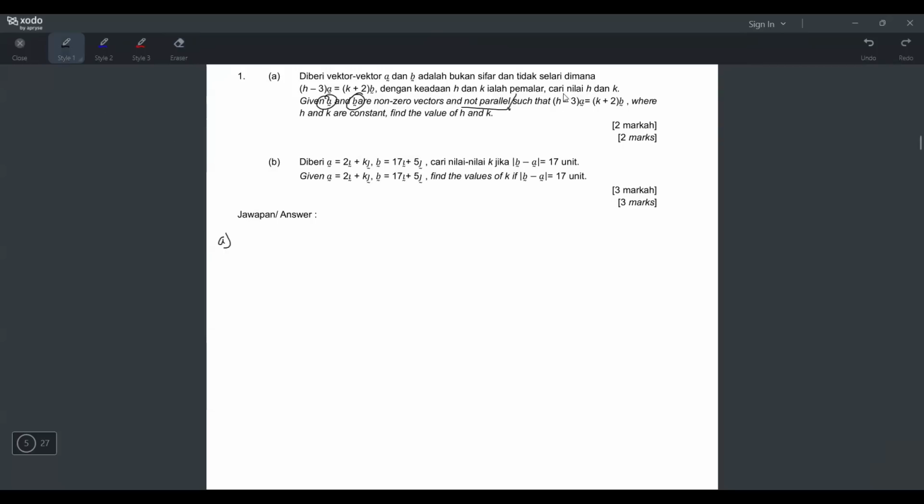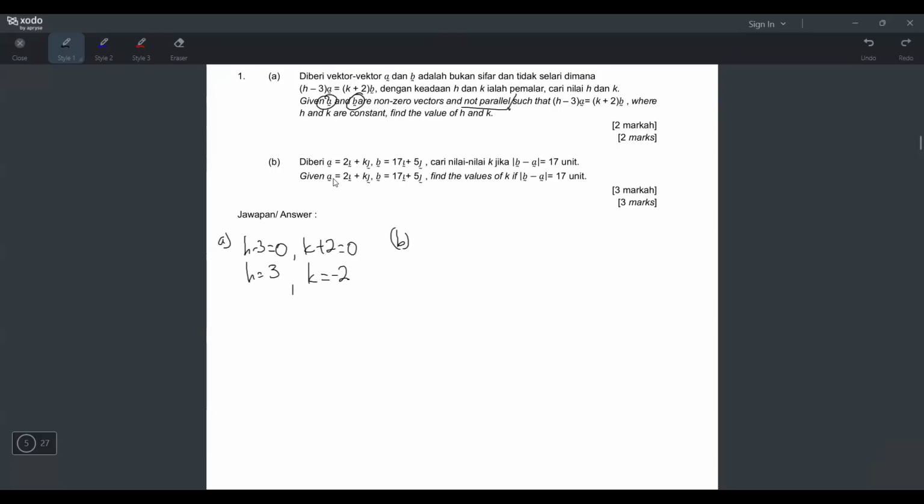So what you do is you take the coefficient of A, which is h minus 3 equals 0, and the coefficient of B, k plus 2 equals 0. And then you just find h: negative 3 moves over to become 3, and 2 moves over to become negative 2. And that's all, that's the answer. Alright? So, yeah, sudah siap.